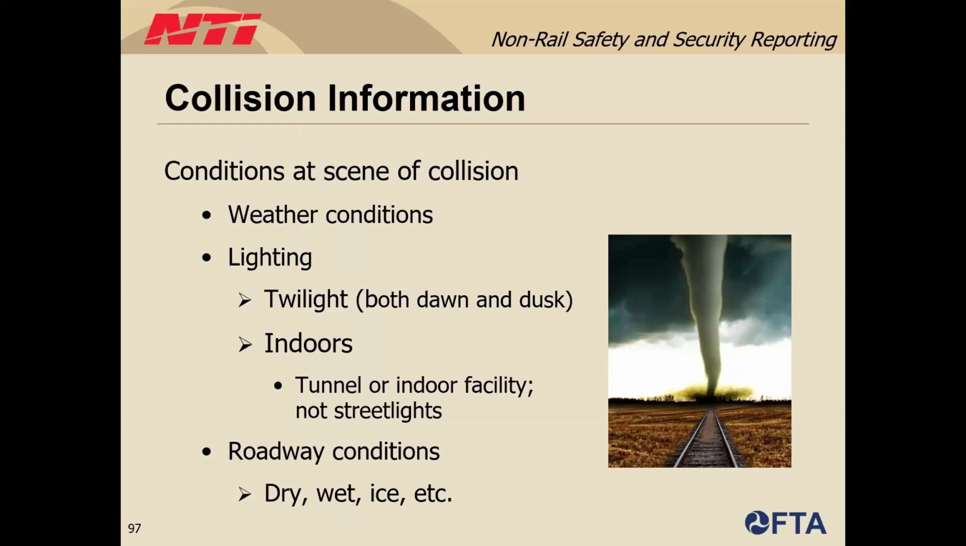The collision information screen captures information about the conditions at the scene, such as the weather and lighting conditions at the time of the collision. The twilight selection is used to refer to both dawn and dusk when it is not full light or full dark out. Please be sure your lighting corroborates the AM/PM time you entered on the basic information screen. As a reminder, indoors is not used to indicate street lights or lights at a station platform. The condition of the roadway is also collected, such as wet, dry, icy, etc.